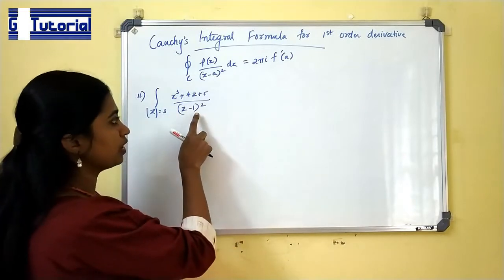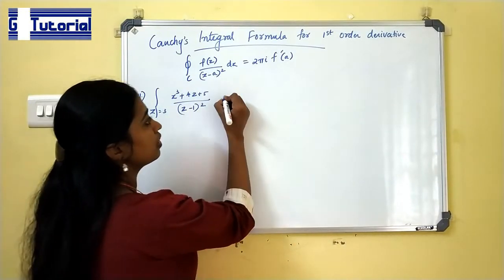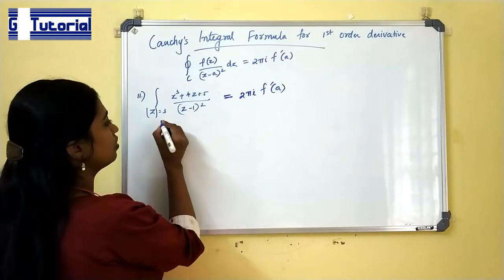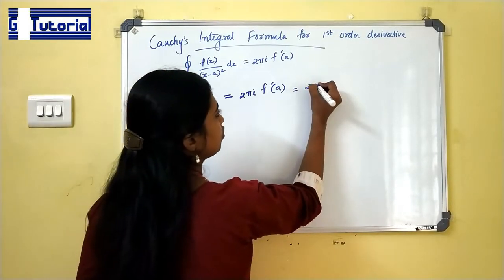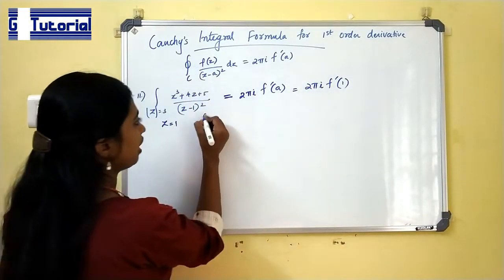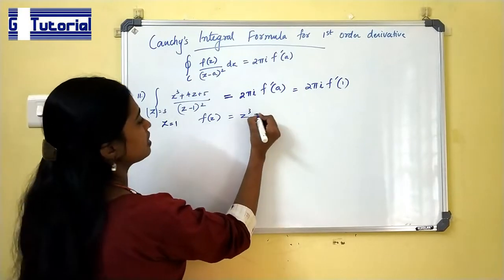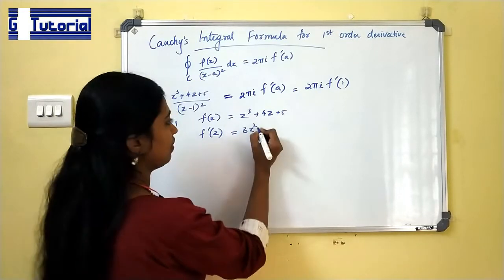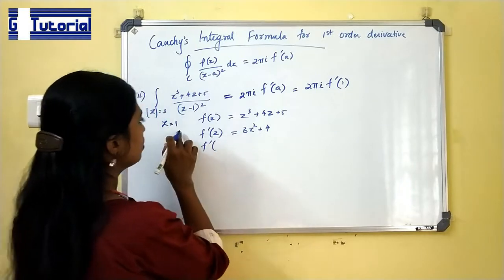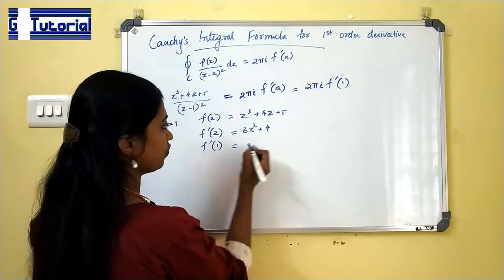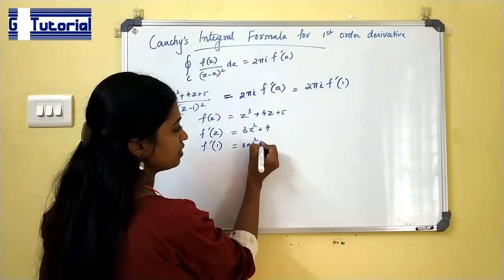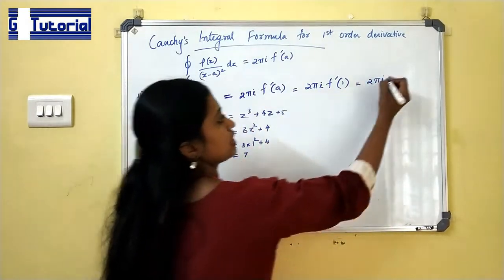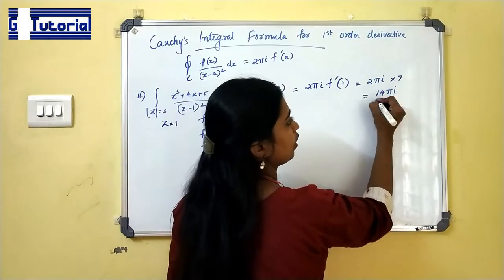So we can see this problem. Here also the order of the pole is 2. So this will be equal to 2 pi i into f dash of a, where a is the pole, z is equal to 1. So the answer will be 2 pi i into f dash of 1. Here f of z is z cube plus 4z plus 5. So f dash of z will be 3z square, we have to take the derivative, plus 4. And f dash of 1, substituting z as 1, is 3 into 1, 3, plus 4, 7. So the answer is 2 pi i into f dash of 1, which is 7. So 7 times 2 pi i, that is 14 pi i, is the required answer.